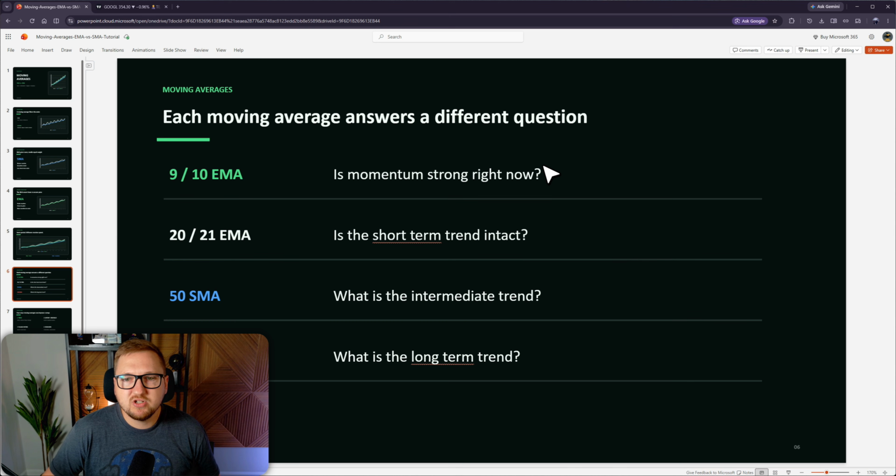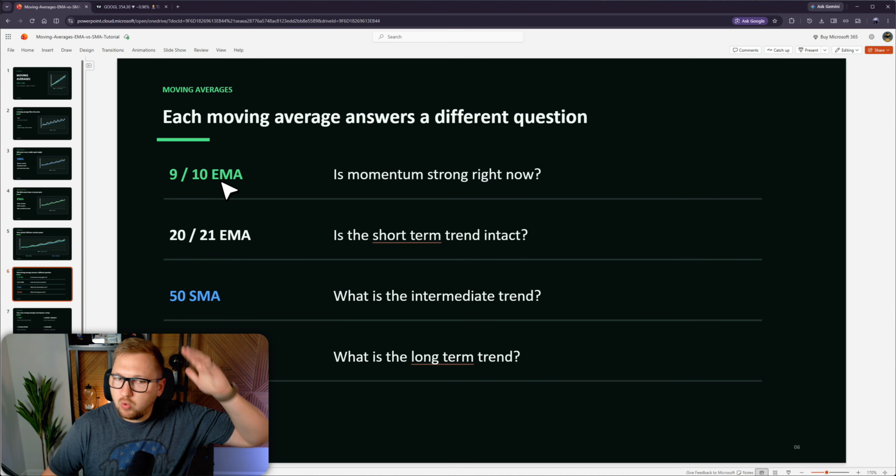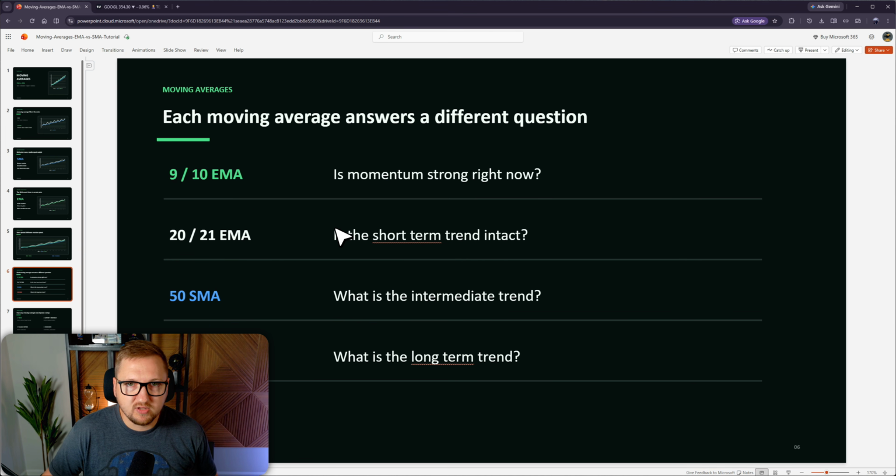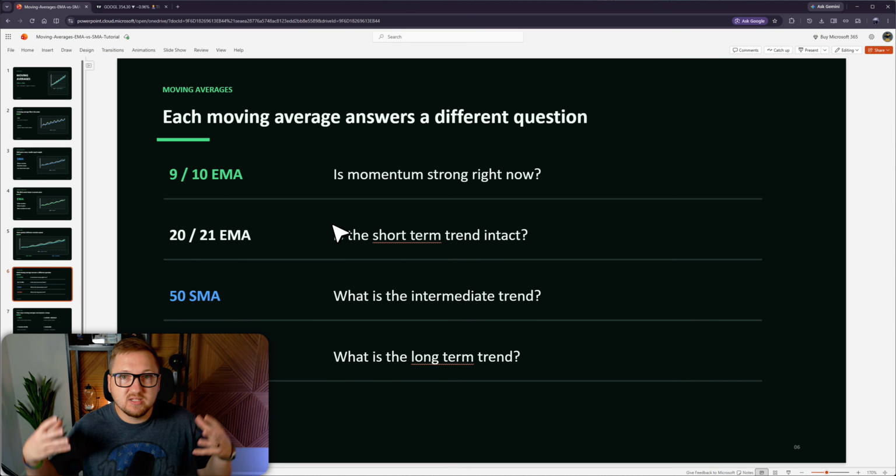Each moving average answers a different question. Now, what is 9, 10, 20, 50, 200? You've all heard these before. You've heard about the 200 week, or you've heard about the 200 moving average. You've heard about the 9 EMA. You've heard about the 21 EMA. You've heard about the 50 moving average. You've heard all of these, but what do they actually mean, and what is the number behind it?